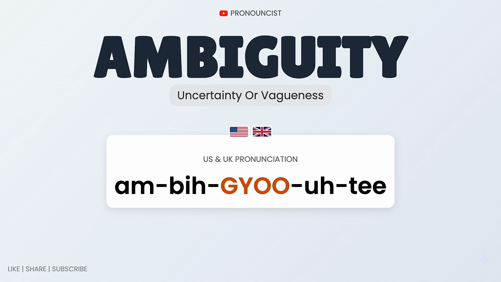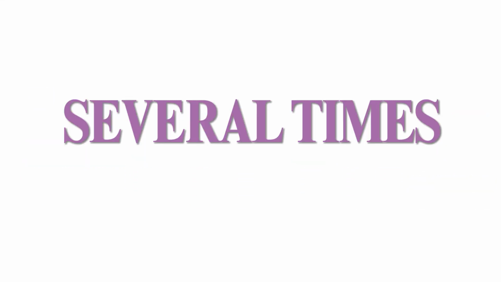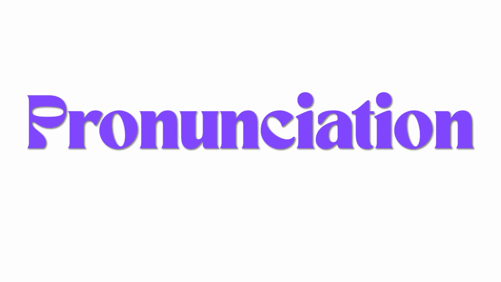The best way to practice is to repeat the syllable multiple times. The meaning of the word is uncertainty or vagueness. Try repeating this word several times to improve your pronunciation.